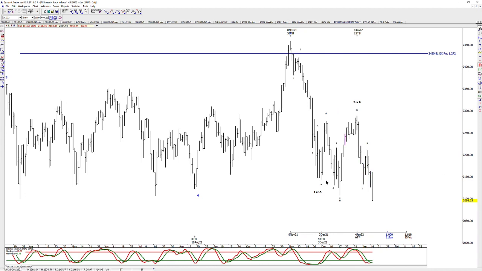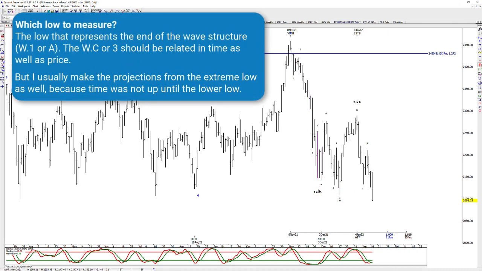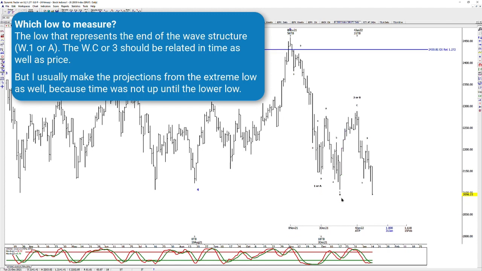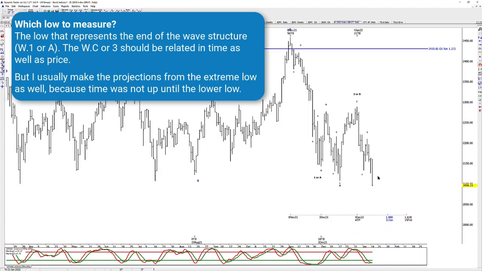Now, should we do it from where I got labeled the 1 or A low or this irregular wave B low? Well, typically we would do it from this low, the first low, the wave 1 or A low, because that's the completed wave structure. That's a completed section. And then this ABC is a different section. Be that as it may, sometimes I do it from both of those lows, and we see where we might have dates overlapping with each other. So I'm just going to go ahead and do it from the other low as well.